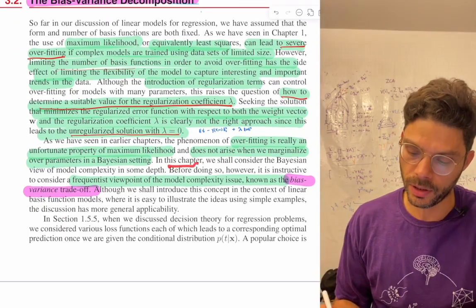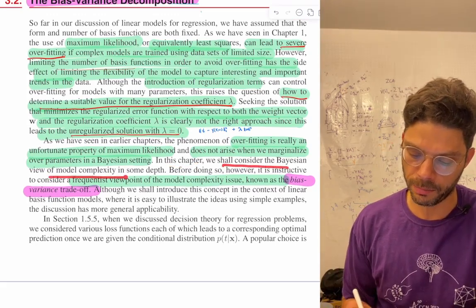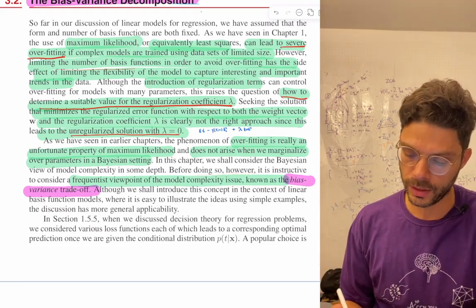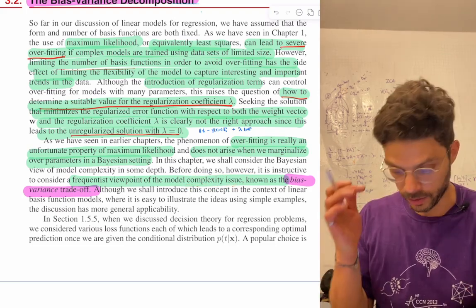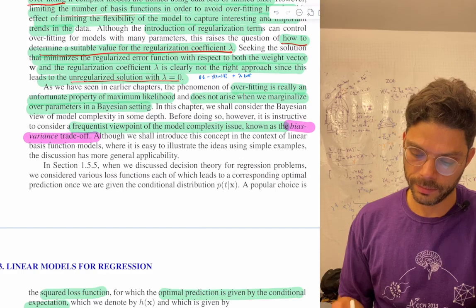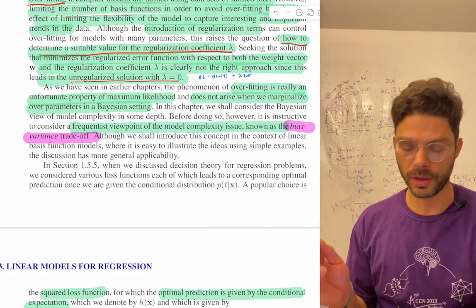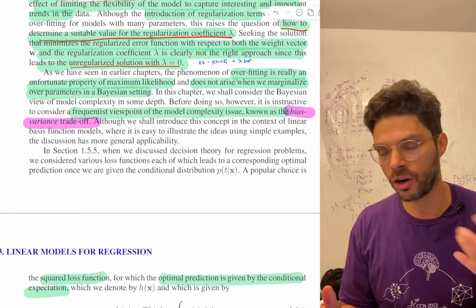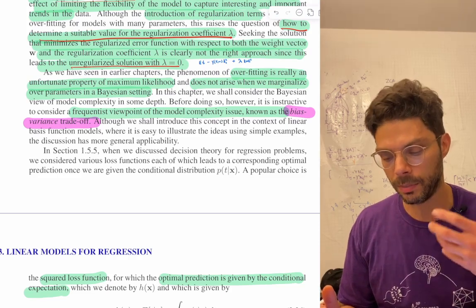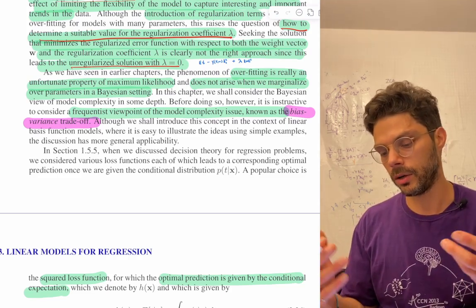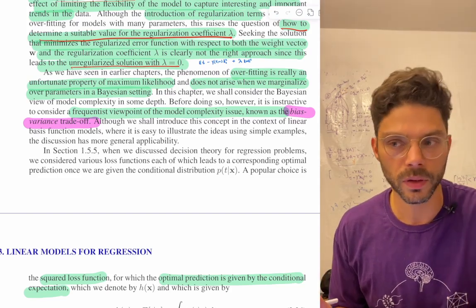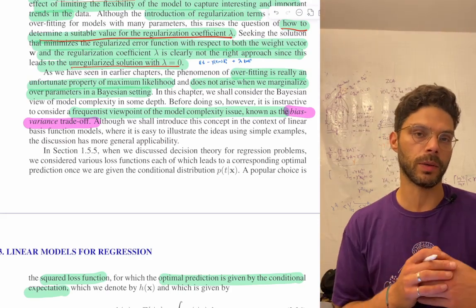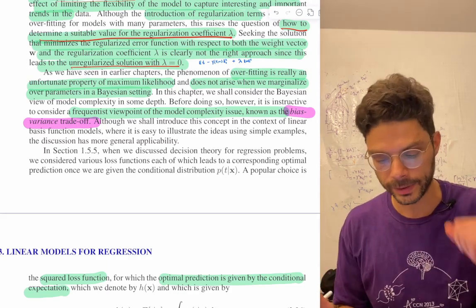So it says in this chapter, not this section, we shall consider the Bayesian view of model complexity in some depth. Before doing so, however, it's instructive to consider a frequentist point of view of the model complexity issue, known as the bias-variance trade-off. So we're going to talk about this in the context of linear basis function models. I think the insights from it are quite useful, and you'll hear these terms all around, so it's very useful to know what people are talking about. What is it about simple models that maybe makes them too simple, and what about complex models? How do we talk about that?